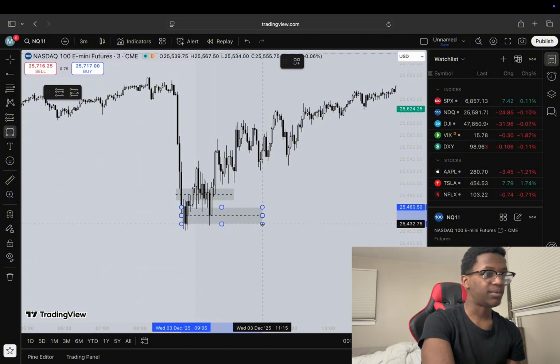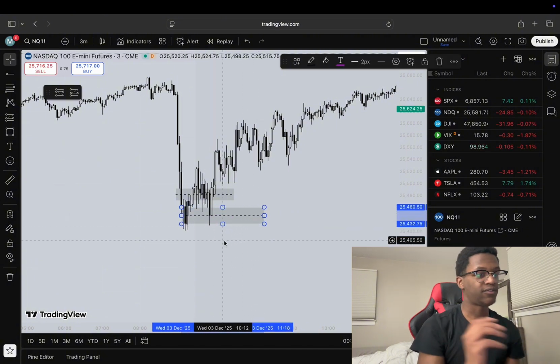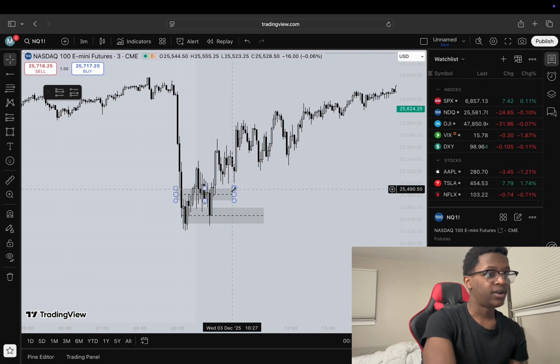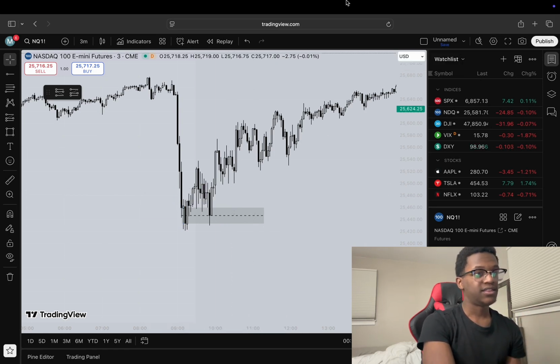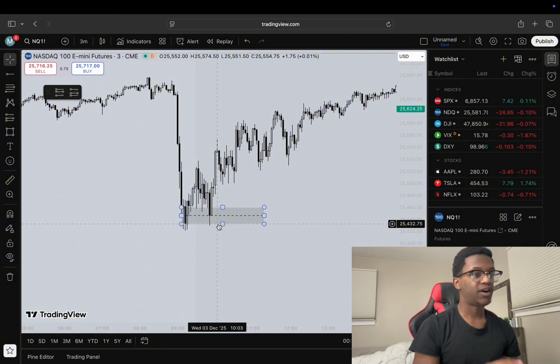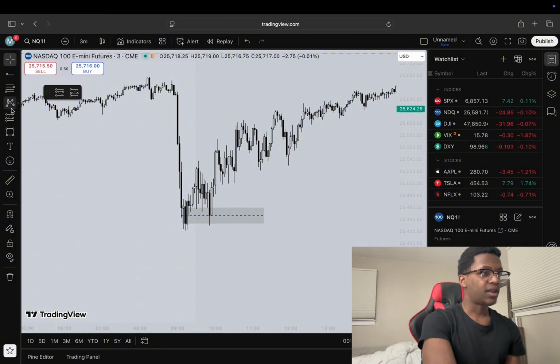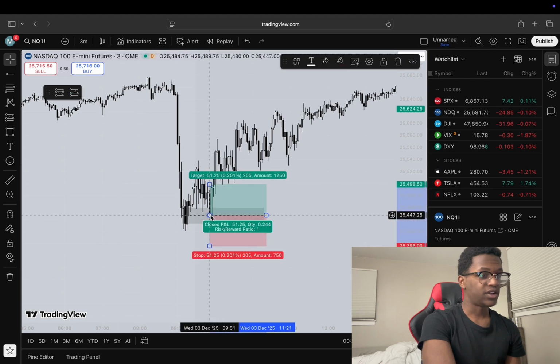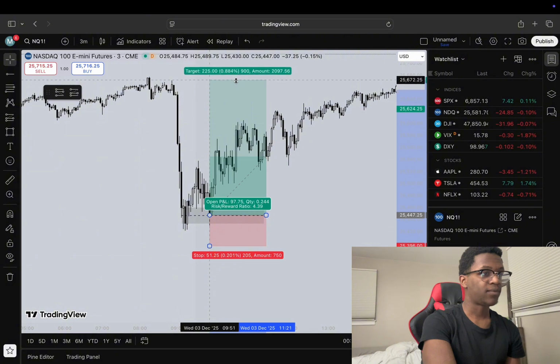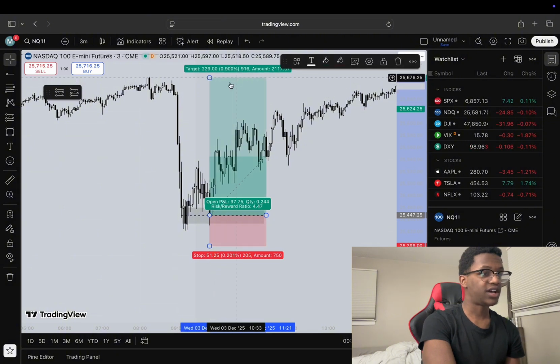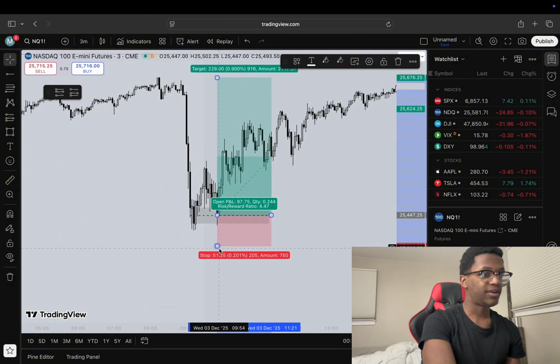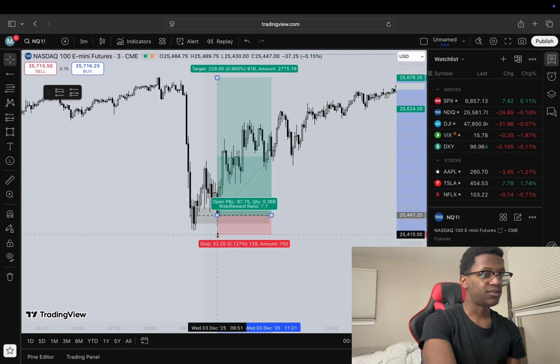And as I was explaining in my model before, where do I like to enter from? I like to enter from consequent encroachment in these order blocks, fair value gaps, inversion fair value gaps. So the midpoint of this order block. So if I take a trade from right here and I'm targeting previous session highs, so London session highs, and then I set my stop below this candle here, great.